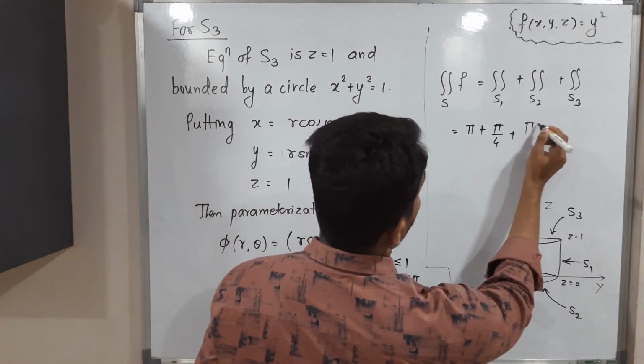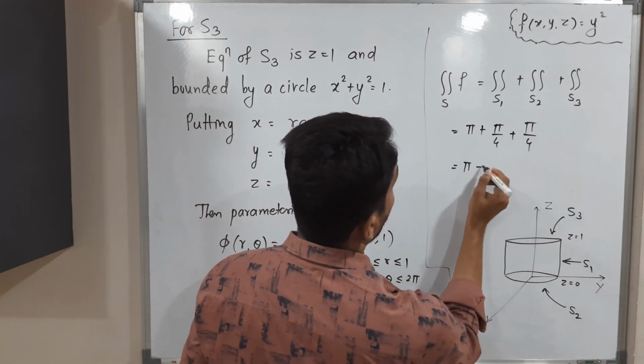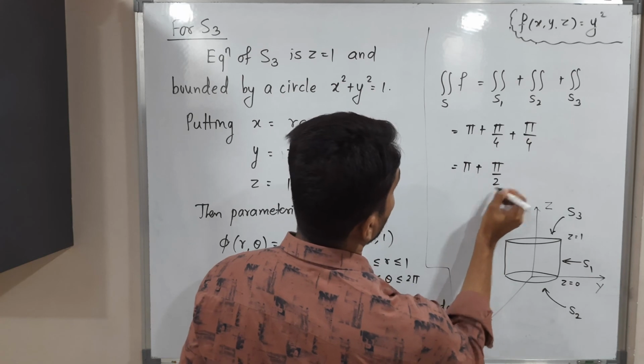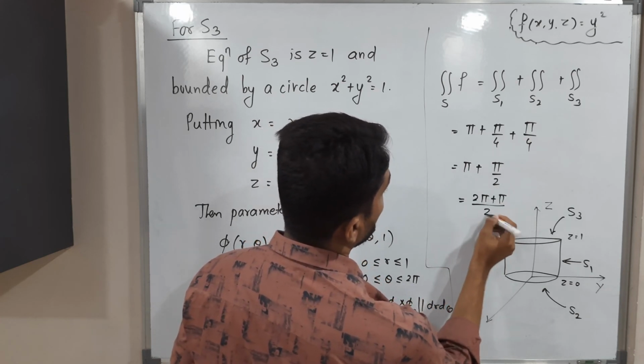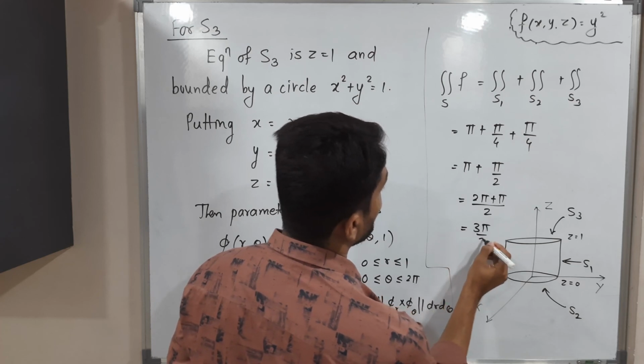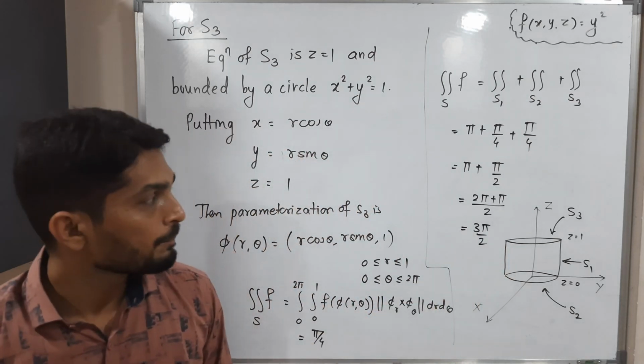So let us simply add. Pi by 4 plus pi by 4 is pi by 2. If you cross multiply, 2 pi plus pi by 2, so it is 3 pi by 2. So this is the required answer. Okay, so the problem is over.